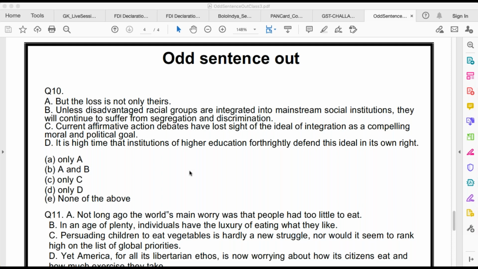Who is theirs in sentence number A? It is disadvantaged racial groups. Theirs in sentence number A is the racial group who, unless integrated, will continue to suffer. Sentence number C is also talking about the idea of integration.